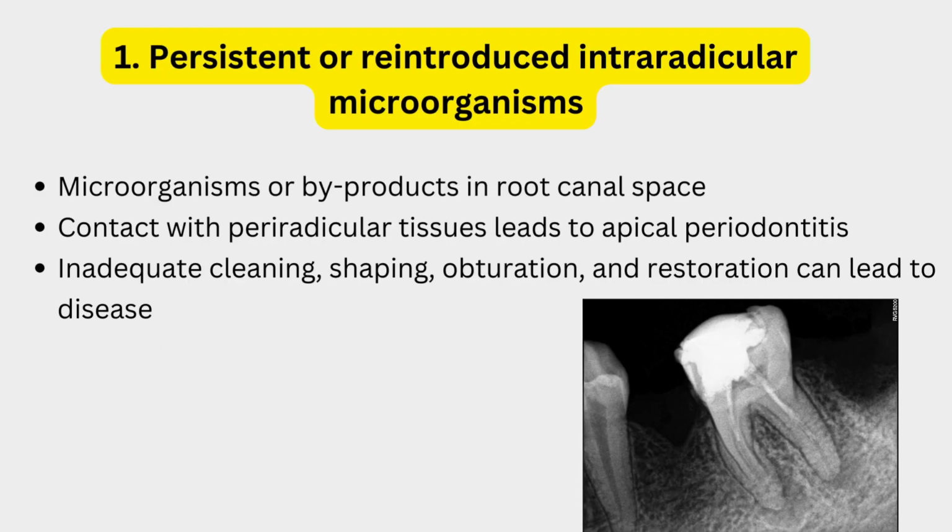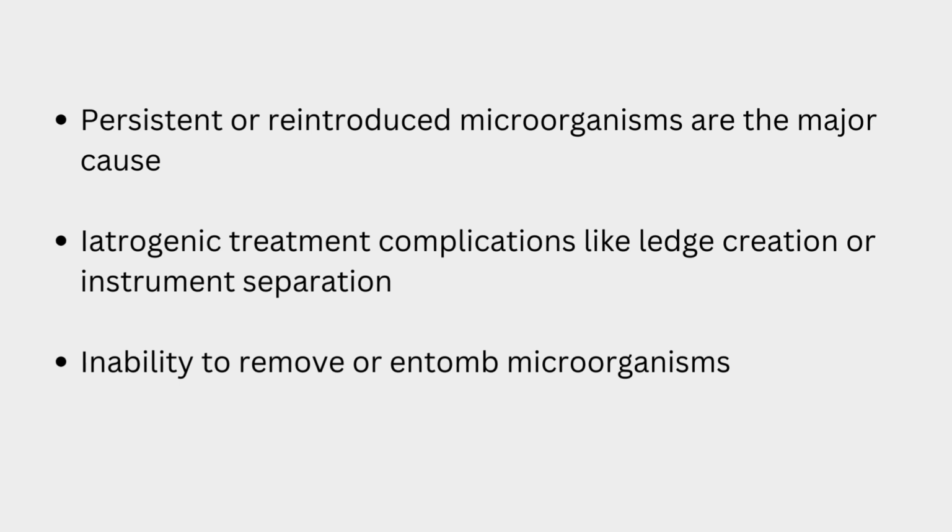When the root canal space and dentinal tubules are contaminated with microorganisms or their byproducts, and these pathogens contact the periradicular tissues, apical periodontitis ensues. Inadequate cleaning, shaping, obturation, and final restoration of an endodontically diseased tooth can lead to post-treatment disease. Persistent or reintroduced microorganisms are considered the major cause of post-treatment disease.